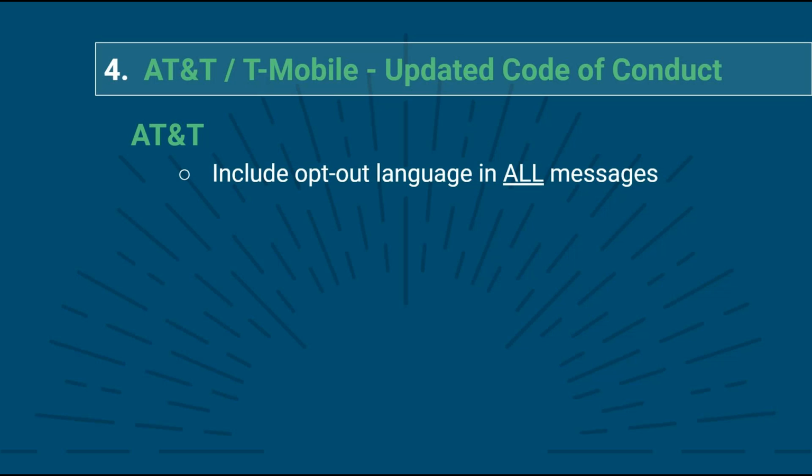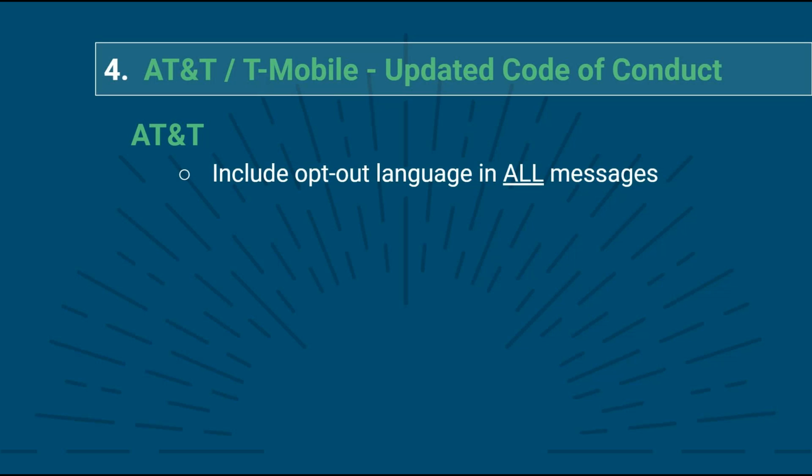I know many of you have adjusted your messages to remove the footer. We have indicated that we don't recommend doing that. We have indicated that if you are going to remove the footer, you want to manually insert the footer at least once a month into your messaging so that the consumer knows how to opt out. In this case, AT&T has indicated that they would like to see that opt-out language in all messages.